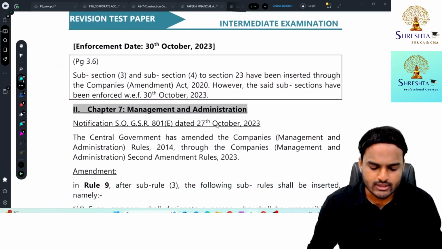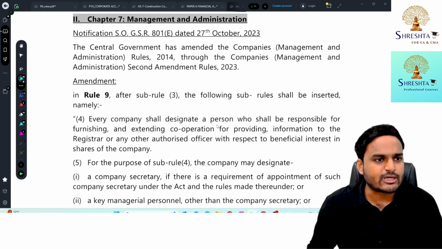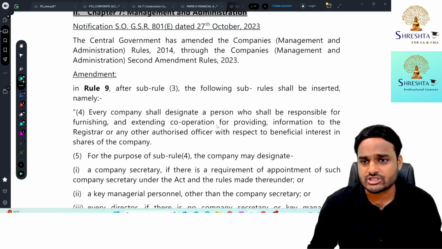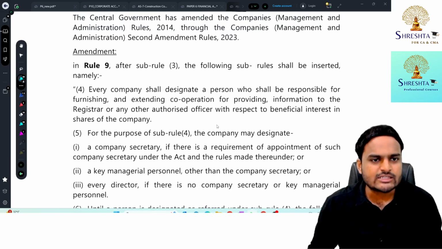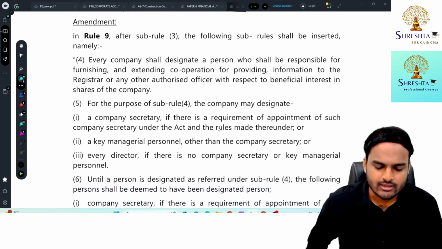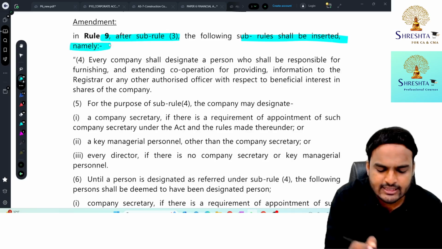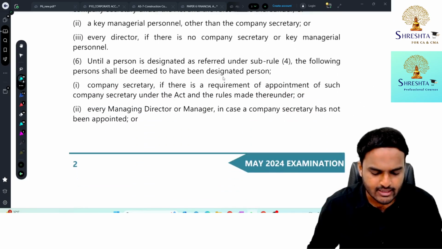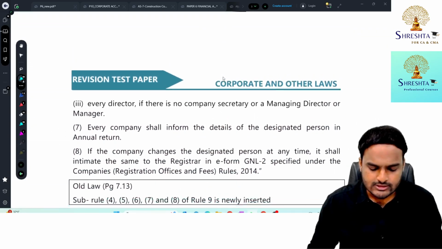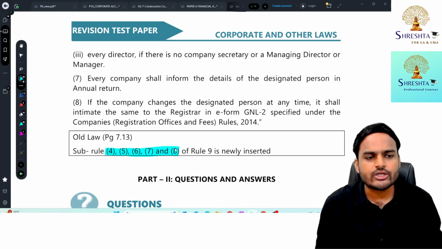Clear? Next one, sections 89, 90 with respect to chapter 7, management and administration. See, rule 9, Companies (Management and Administration) Second Amendment Rules 2023. In rule 9, after sub-rule 3, the following sub-rules shall be inserted, namely sub-rules 4, 5, 6, 7, 8. So these 5 sub-rules were newly inserted.